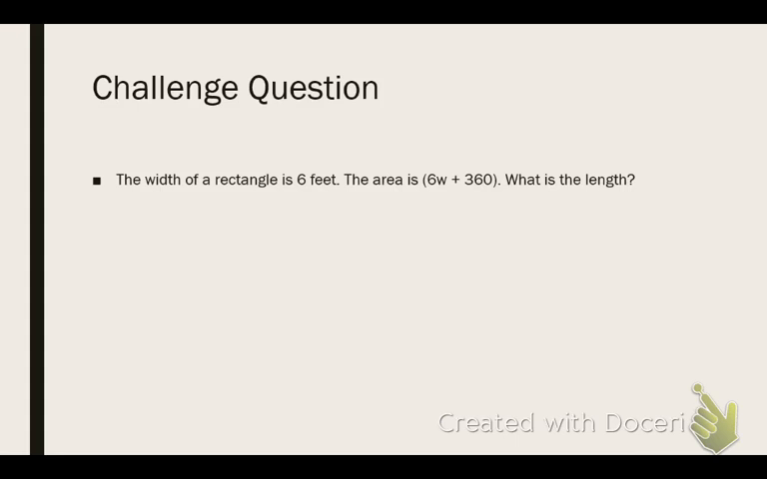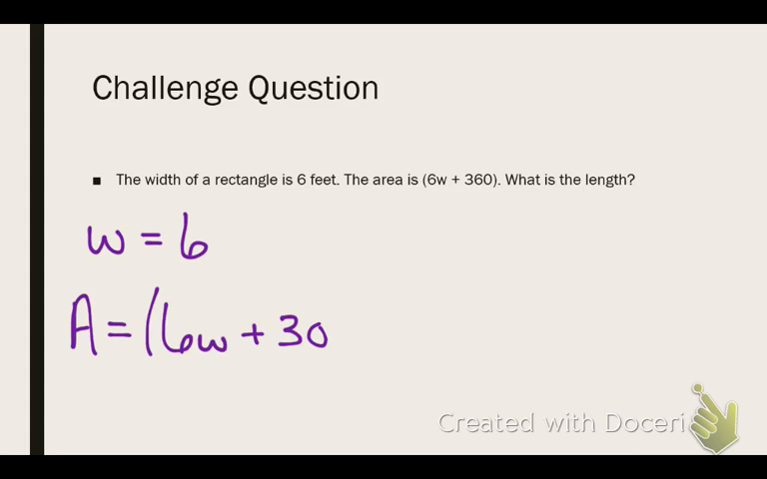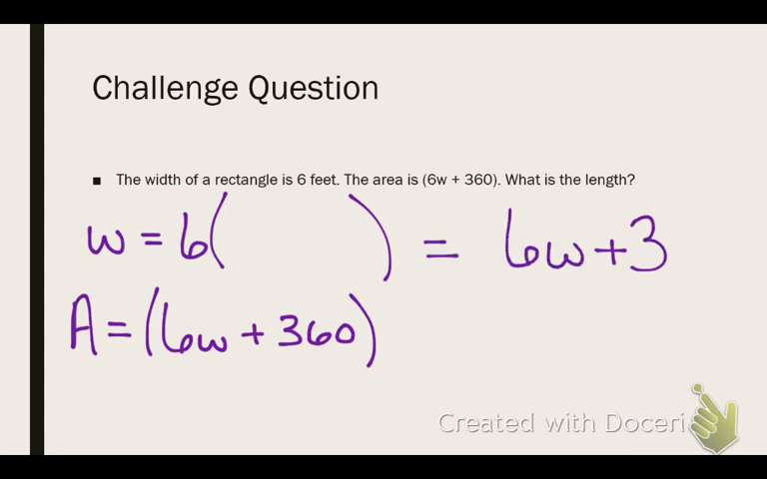What is the length? Okay, so here's how it breaks down. The width is 6. The area, big A, is 6W plus 360. Well, you just told me that to find area, I need to multiply length times width, right? Oh, I'm sorry, I wrote the wrong number. 360. So if it's length times width, that means I need to multiply 6 by something to get me to my final area of 6W plus 360.